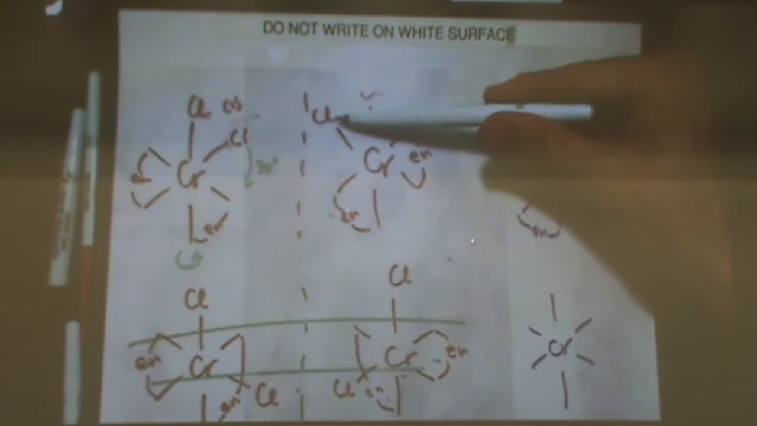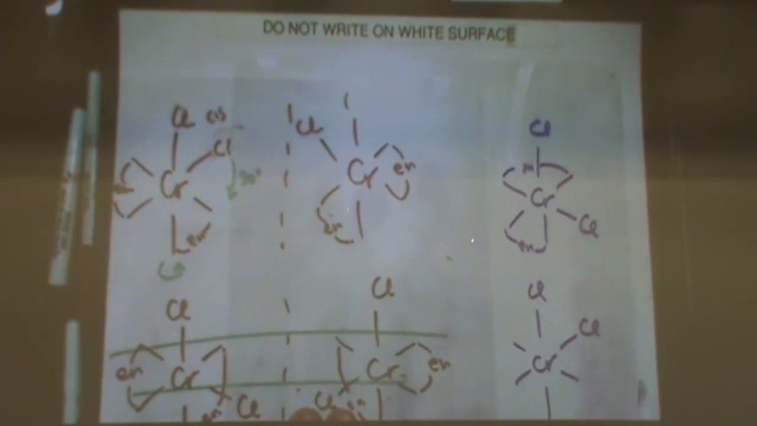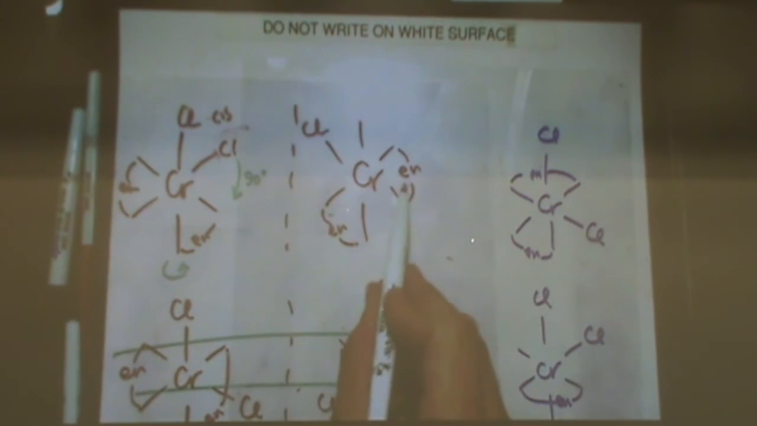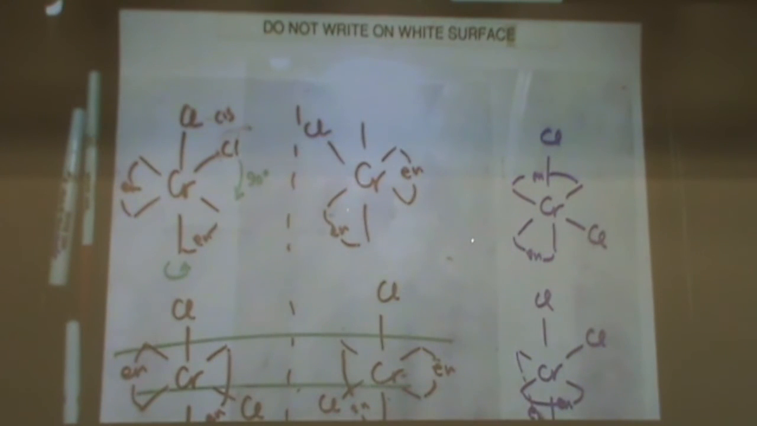So you want to rotate this around the vertical axis. This CL is going to go where? To the other side. Here. Yes. Okay, so there's CL on top, there's CL here. We're rotating 90 degrees. If you're looking from the top, it's going clockwise. The EN now is up front, and that's this one. And then this one here is back here. EN.